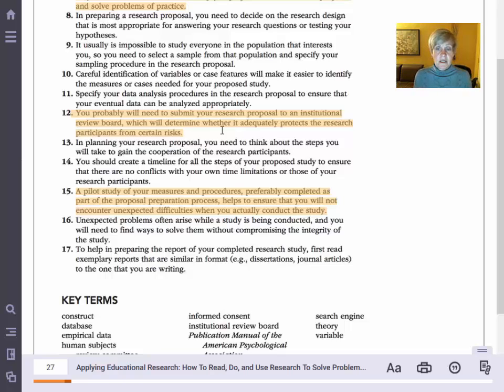submit a proposal. That's begun in this week's module, and I think you have a couple of weeks to get it done. I'll talk about that more in just a second. Number 15, a pilot study of your measures and procedures, preferably completed as part of the proposal preparation process, helps to ensure that you will not encounter unexpected difficulties when you actually conduct the study. A pilot study probably does require an IRB, especially if it involves classrooms and students, but it really helps you to take a smaller group and decide whether or not it's going to work.